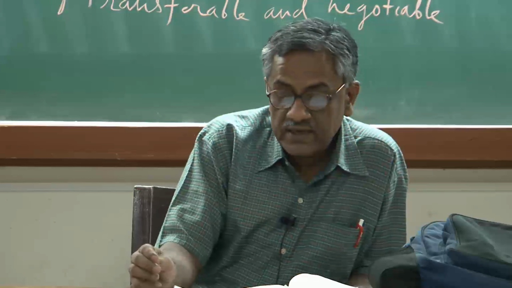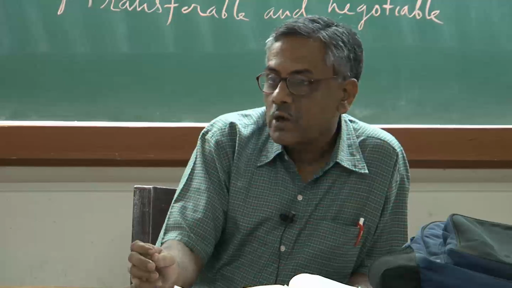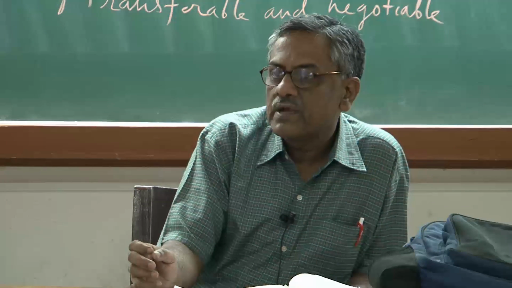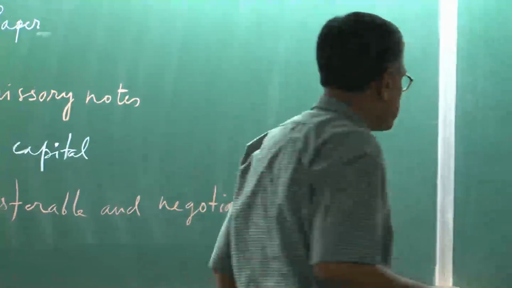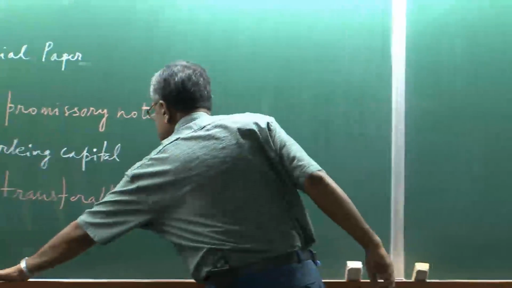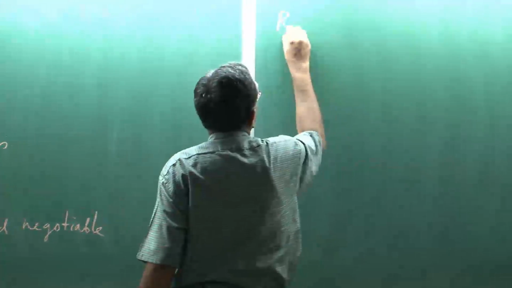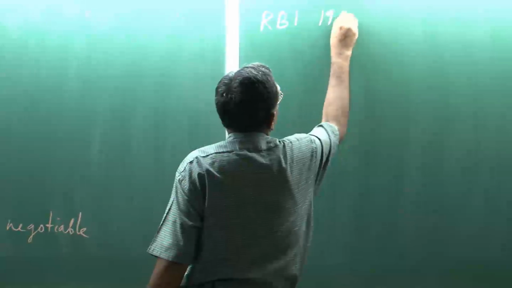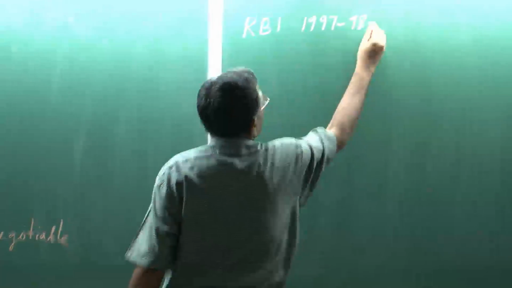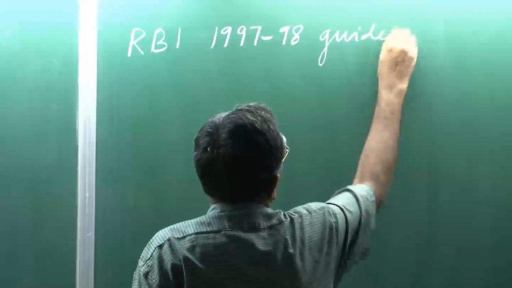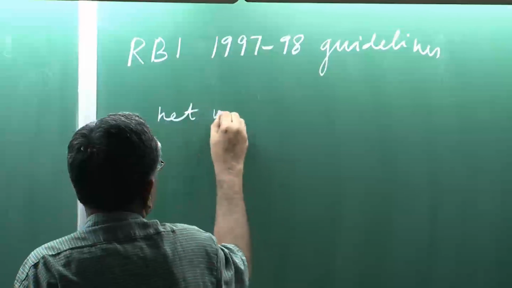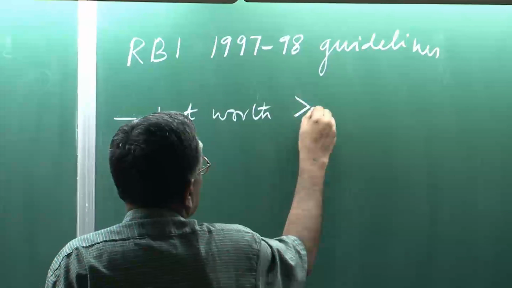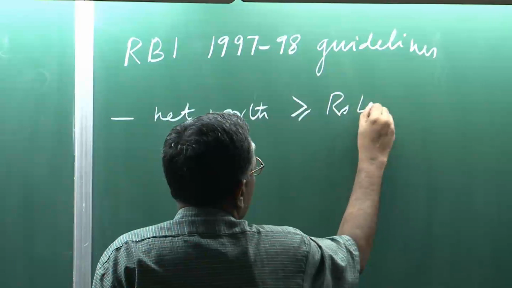First of all, it said that a company, corporate companies trying to sell CP, then the net worth of the company should not be less than 4 crores. I have to explain this. RBI 1997-98 guidelines: one, net worth greater than or equal to rupees 4 crores.